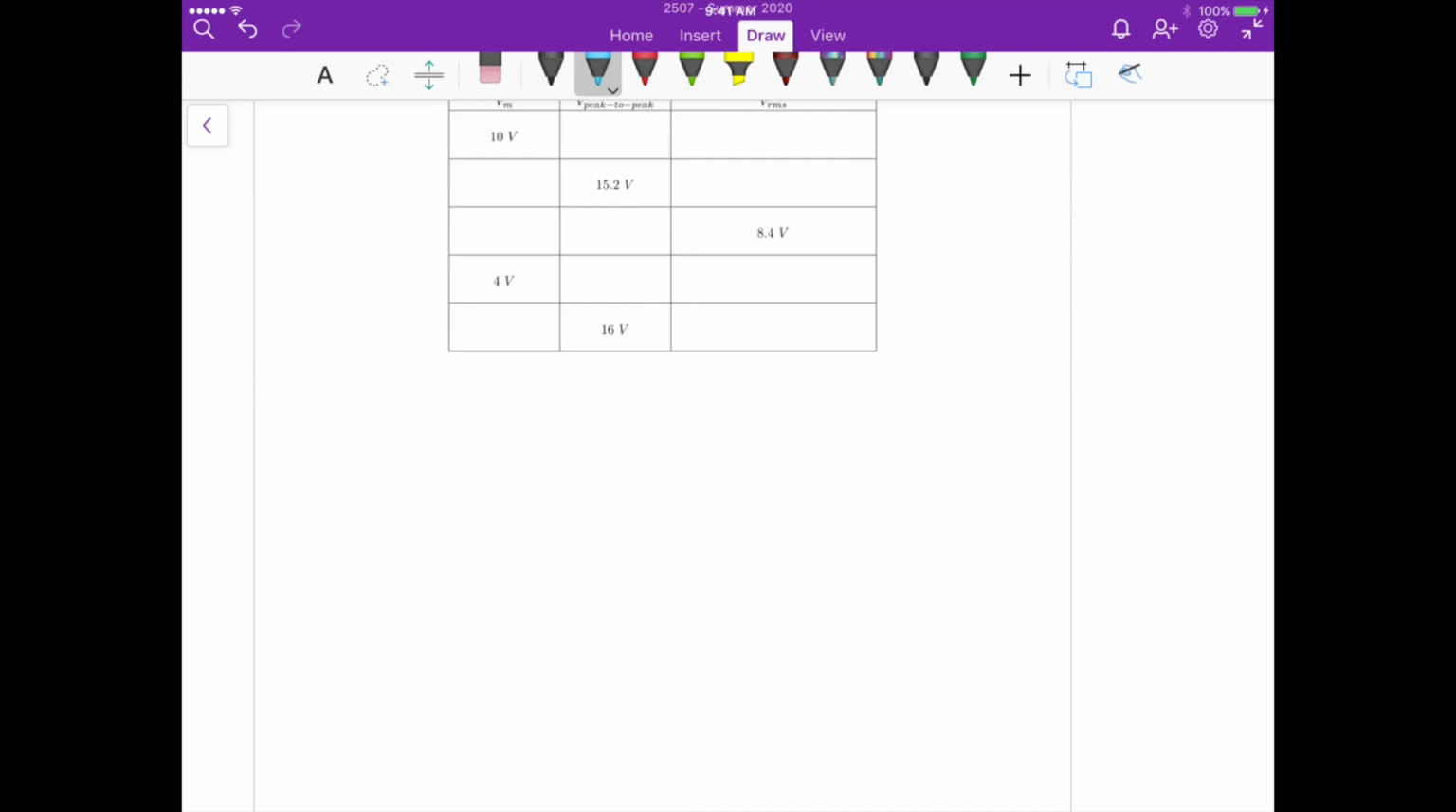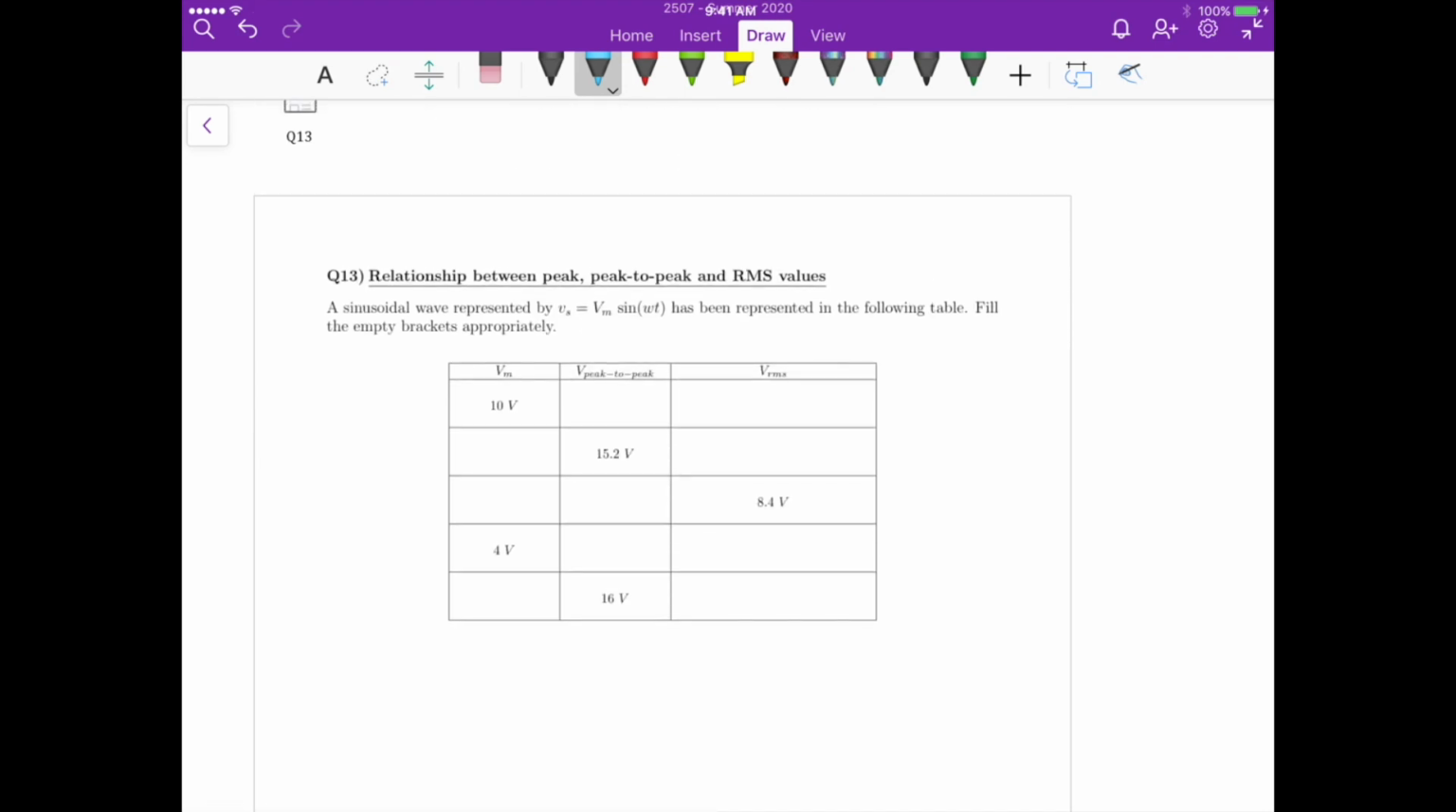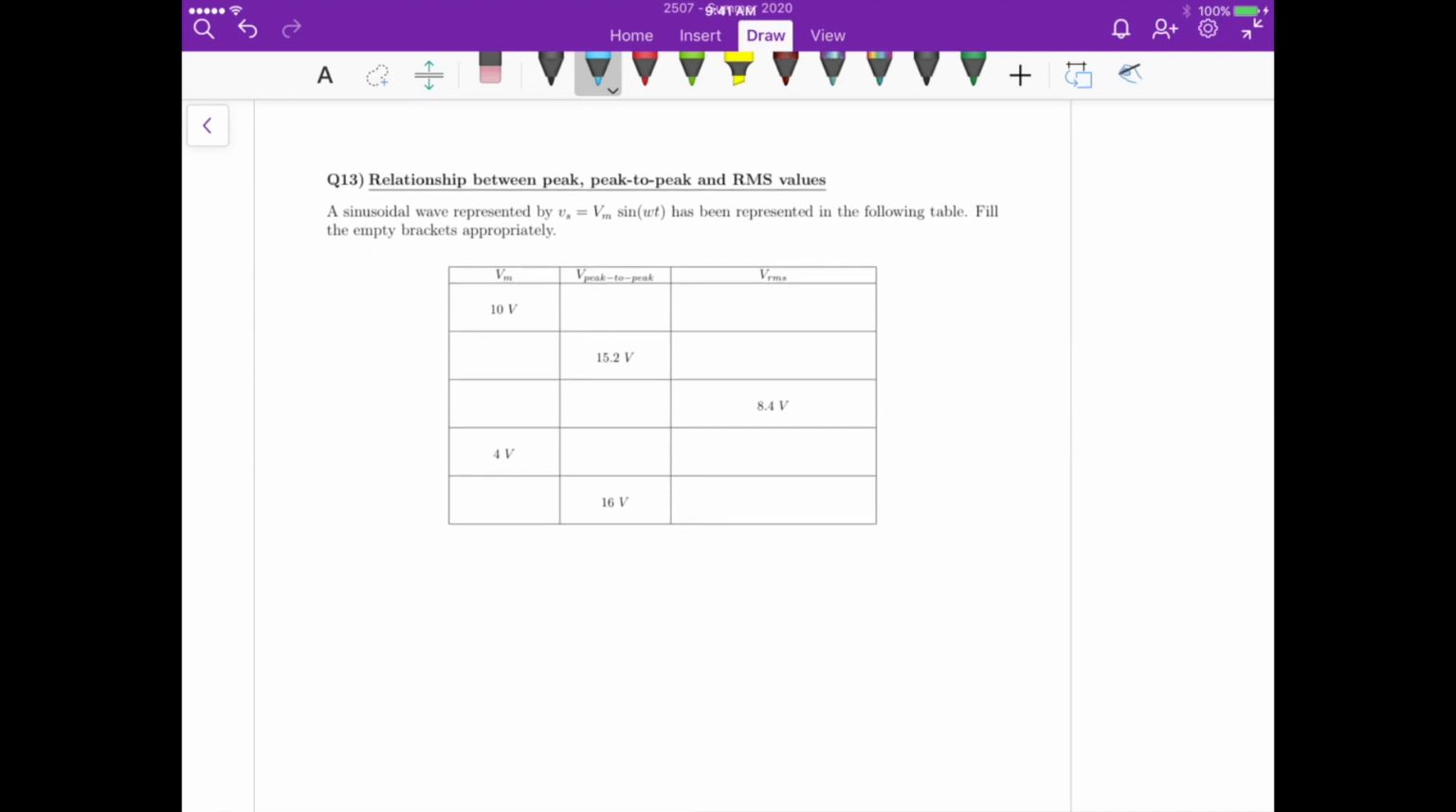Now for question 13, we have the relationship between peak, peak to peak, and RMS voltage. We know that the sinusoidal input signal is represented by Vs equals Vm sine of omega t. Okay, we know that for a sine wave, the peak voltage or the amplitude is going to be Vm. The peak to peak voltage, if we look at the sine wave here, is the difference between this point here and this point there. So that's the peak to peak voltage, which for a sinusoid is basically the same as 2 times Vm, right?